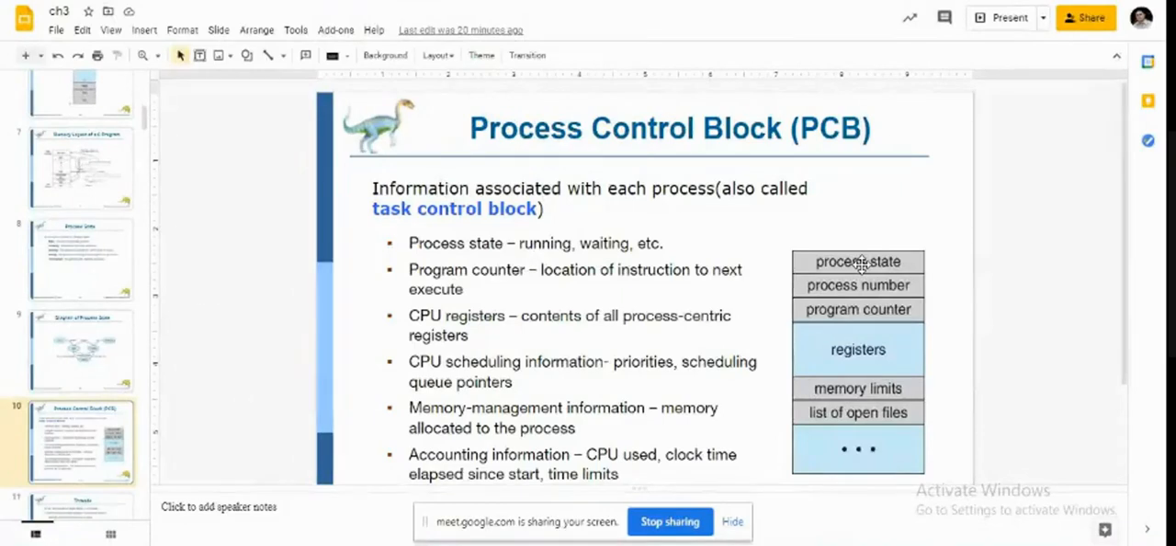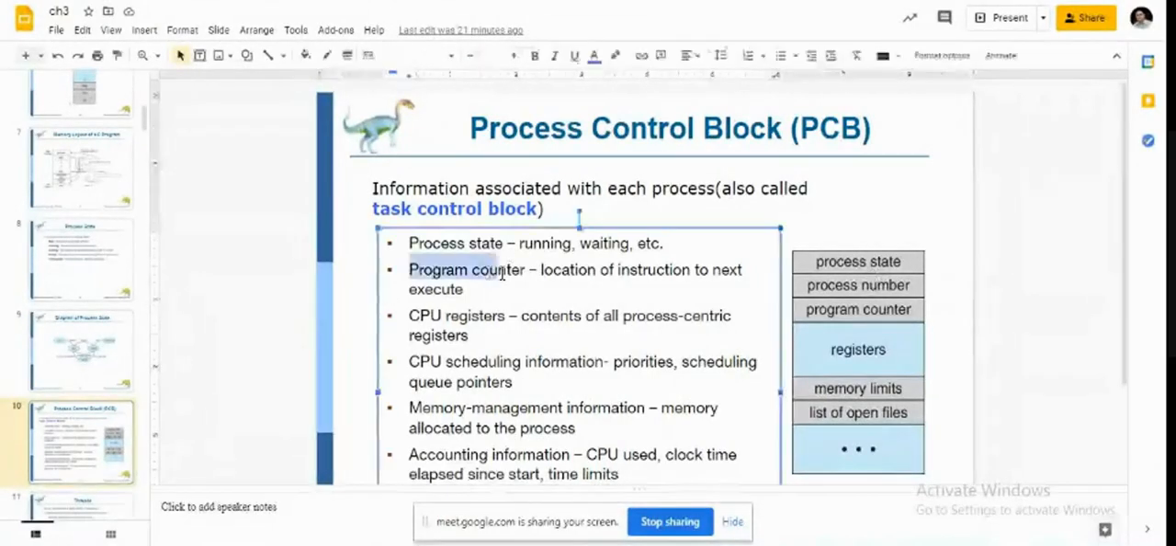In a process, how many instructions are already executed? When the first turn came, at that time 30 instructions were already executed. Now it has to start from instruction number 31. Understood? So how will it know that it has to start from instruction number 31? From the program counter. Yesterday we discussed that the program counter points to the instruction which is going to be executed next.